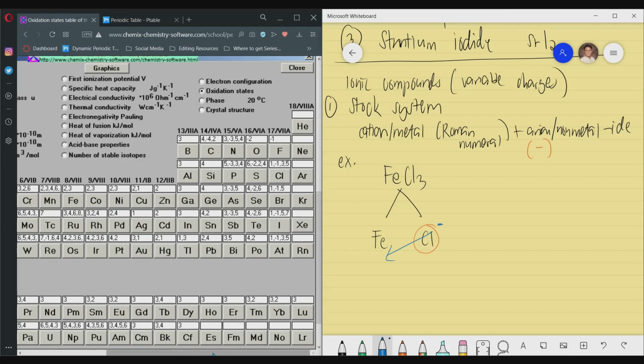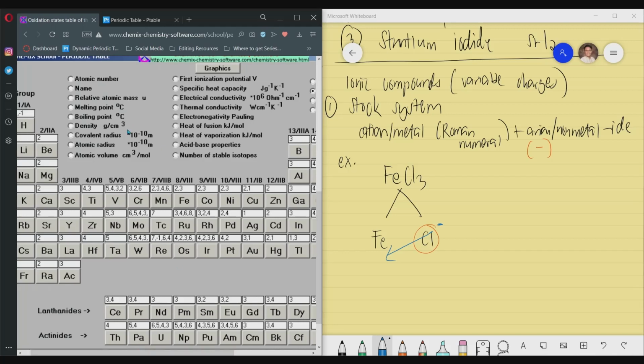Now, looking at the oxidation state, Fe, iron has two possible charges, 2 and 3. Sa tingin mo ba, kung 2 positive ang nilagay mo dito, pag nag-criss-cross ka dyan, ang magiging sagot ba ay FeCl3? Sige, i-criss-cross natin. Criss-cross, you have FeCl2. Mukha bang FeCl3 ito? Hindi. So that means the original charge of Fe must be 3 positive.